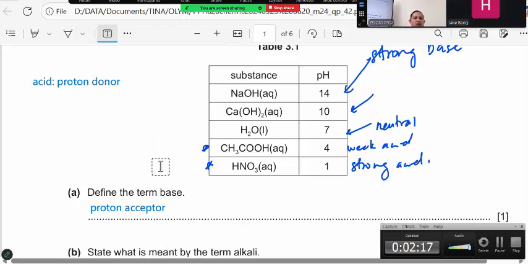So the definition is according to the syllabus. For a definition, you cannot put what you feel is the correct one. It's according to the syllabus. Can you understand? Okay.